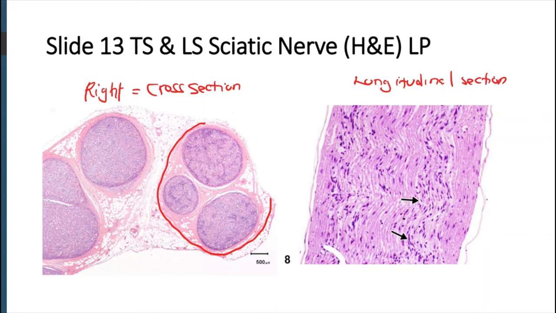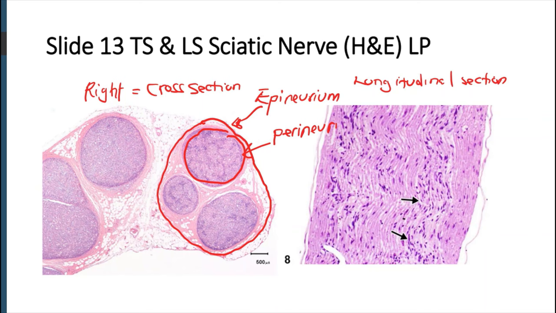This connective tissue that is enclosing the nerve bundle, this is what we call the epineurium. And then you've got a nerve fascicle here. This nerve fascicle is covered by this connective tissue that is called the perineurium. At high power, you're going to see that in the nerve fascicle, there are individual nerve fibers in here. Those are covered by what we call the endoneurium. So that's where the difference is.